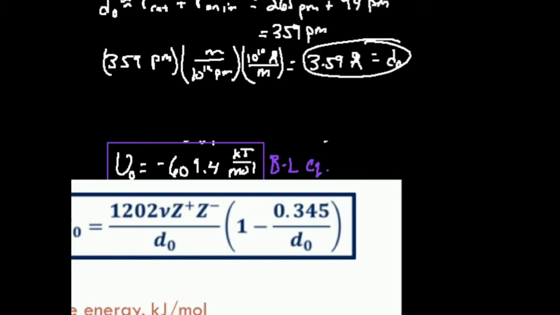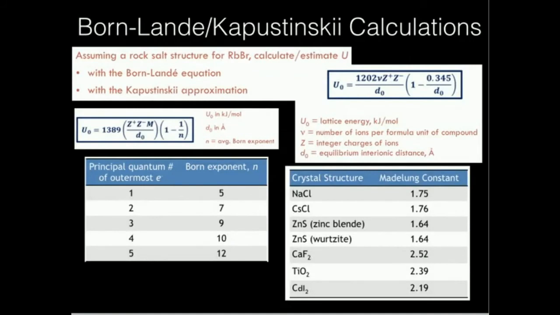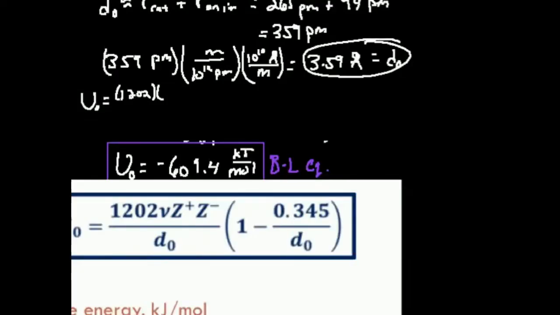All right, so what I'm going to get is my U naught is equal to 1,202. I'm going to multiply that times V. What V is, is the number of ions in a unit formula. All right, so we're dealing with rubidium bromide. There's just one of each because they both have a charge with magnitude 1, plus 1 and minus 1. So the number of ions is going to be 2, all right? Charge on one is plus 1, the charge on the other is minus 1. And we're going to divide that by 3.59 angstroms.